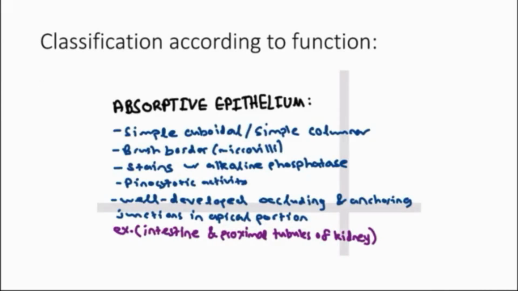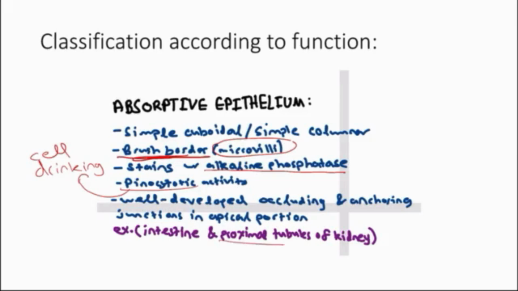Absorptive epithelium is usually simple cuboidal or simple columnar. At the top, you'd have a brush border or microvilli. The microvilli act to increase surface area so that you can absorb more. These stain with alkaline phosphatase, and they have pinocytotic activity, which is basically cell drinking. So it's absorptive, so you can absorb water, for example, in the proximal tubules of the kidney or the intestine, and they have occluding and anchoring junctions at the top, the apical portion.